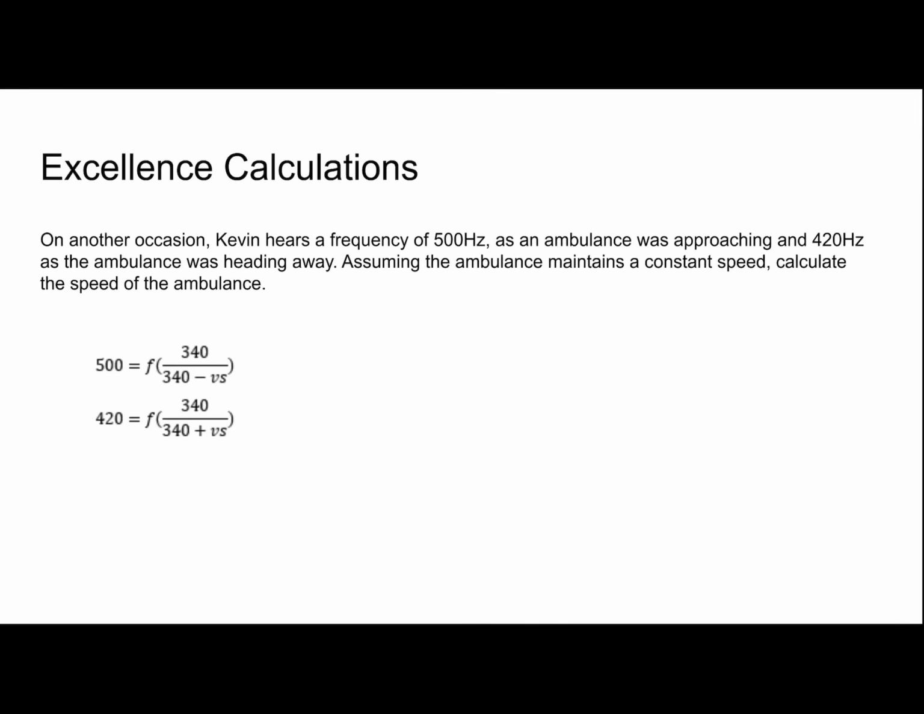Looking at our two formulas, we have 500 equals our actual frequency times 340 divided by 340 minus the speed of the source, Vs. It's minus Vs in the first formula because the source is moving towards Kevin, so the frequency observed is higher. In the second equation, we have 420 equals the actual frequency times 340 divided by 340 plus Vs. It's plus Vs in this case because the ambulance was heading away, so the observed frequency is lower.